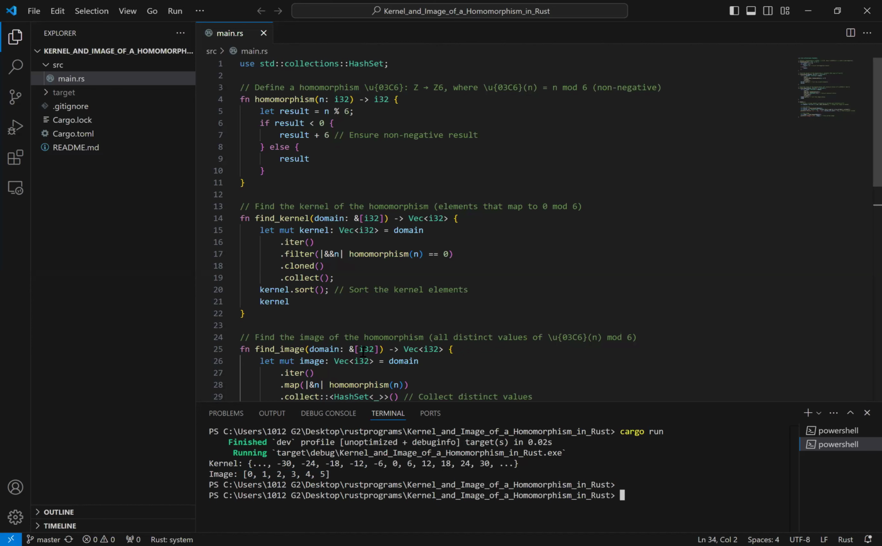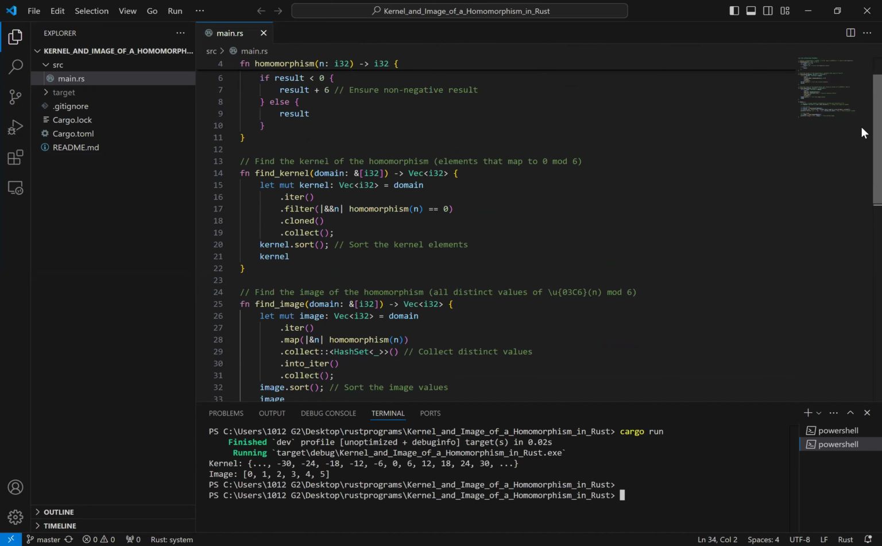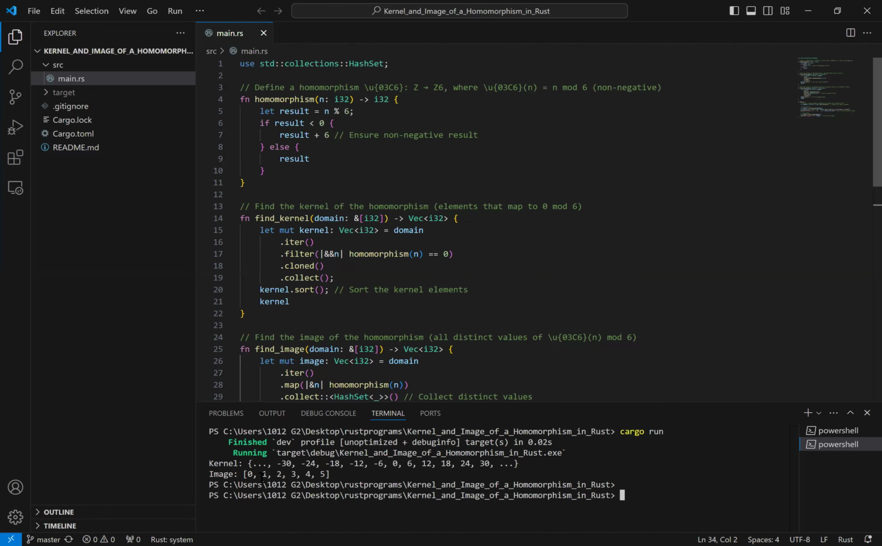And that is why if you remove sort, then they would just come in any order. Now, if you remove hash set, then you may find some elements being repeated. So hash set is just to ensure that none of the elements is repeated.